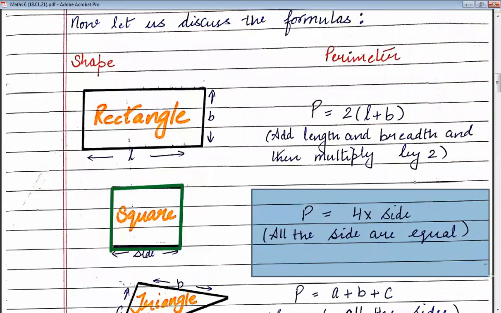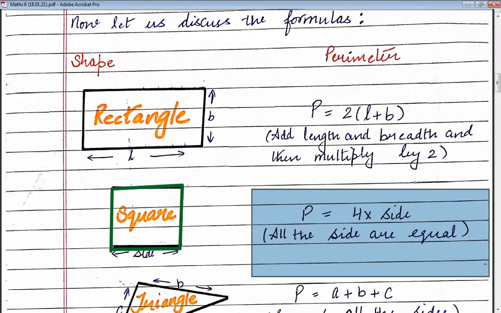The perimeter of a square is equal to 4 multiplied by side. Whatever side is given to you, you have to multiply that value with 4. What is the perimeter of square? 4 multiplied by its given side.